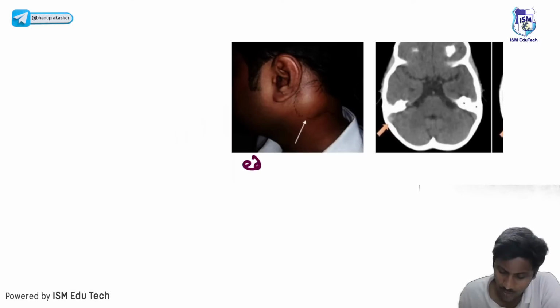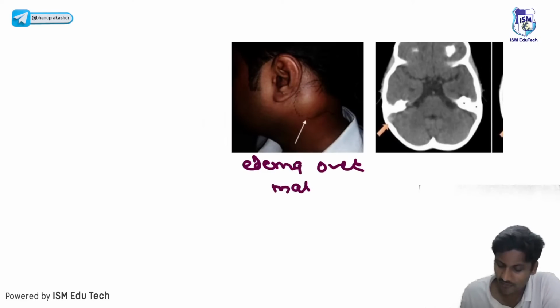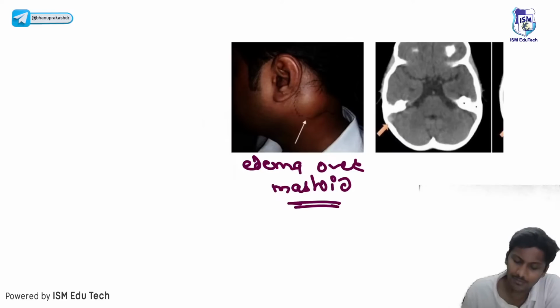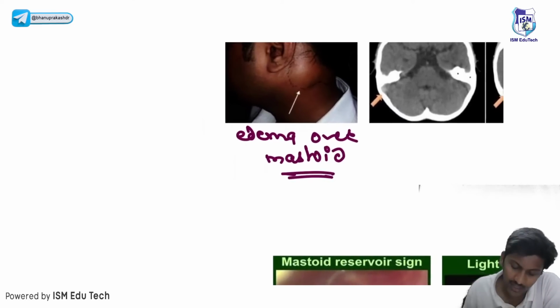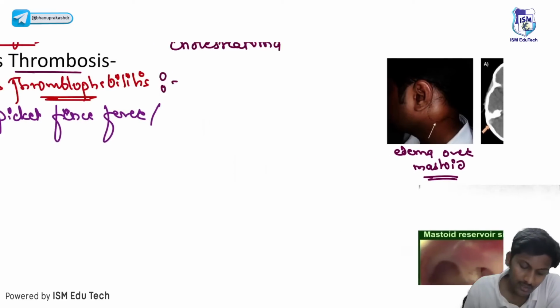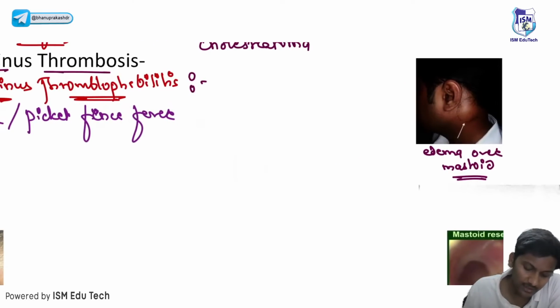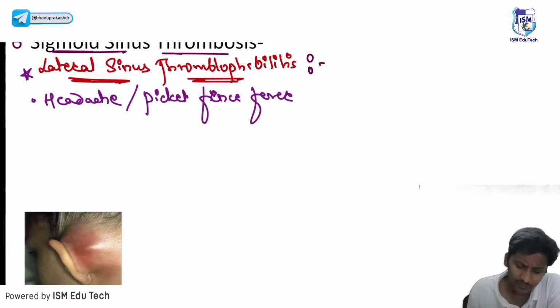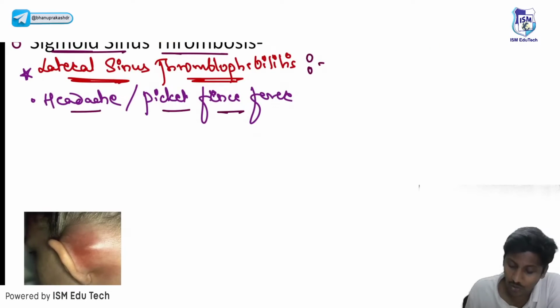And what is this edema over the mastoid known as? Please answer me the name of this sign. The patient will have edema over the mastoid. What is the sign called? Please let me know that in the chat box. Okay? There will be edema over the mastoid. So all of these features will be seen in a case of sigmoid sinus thrombosis.